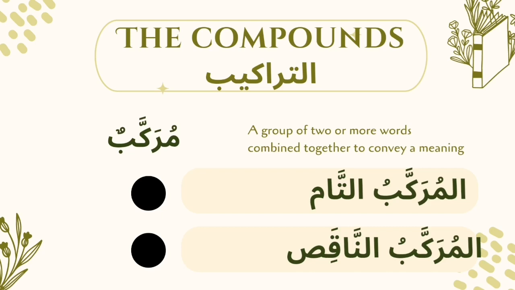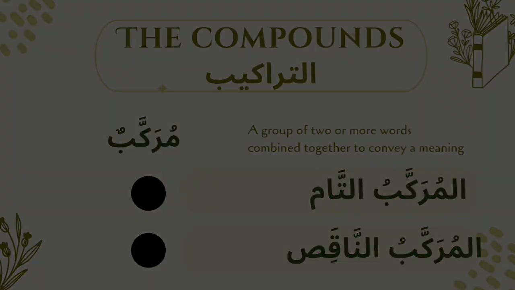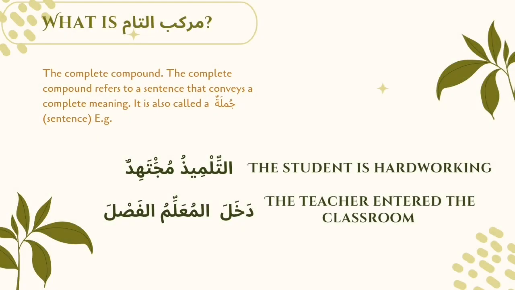التراكيب, the compounds. Note that we will study about Ismul Mudaf under this chapter. A group of 2 or more words combined together to convey a meaning is called murakkabun. And there are 2 types of murakkab. Al-murakkabut tam and then al-murakkabun naqis. So what is murakkabut tam? It means the complete compound. The complete compound refers to a sentence that conveys a complete meaning. It is also therefore called a jumla, sentence.